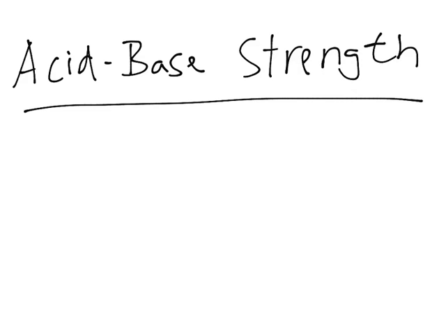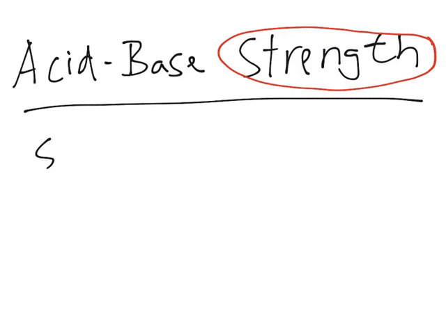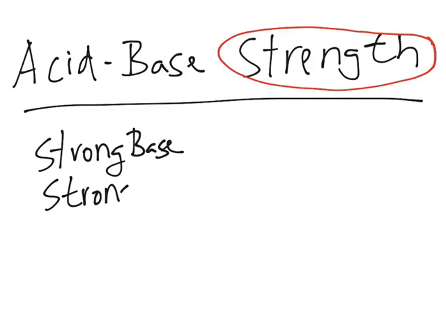The first thing you should know about this is, do not get confused about the term strength here. It doesn't mean how deadly an acid or a base can be, but more like it means how strong of an electrolyte it is. So a strong base and a strong acid will be a strong electrolyte. So it will ionize 100%.